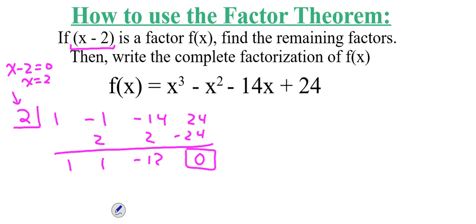That's not a surprise because they told us it was going to be a factor, and we know the factor theorem says if it's a factor, you're going to end up with a remainder of 0. But the cool thing is what we have left. And I know you did this last class. This, and this are just the coefficients for a function, right?